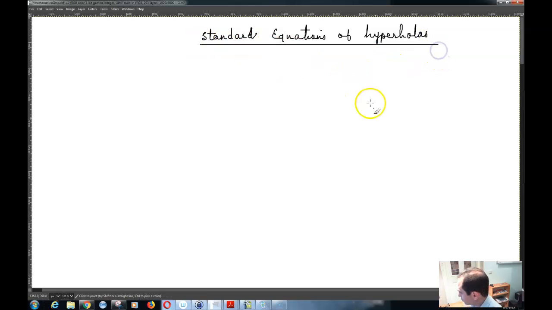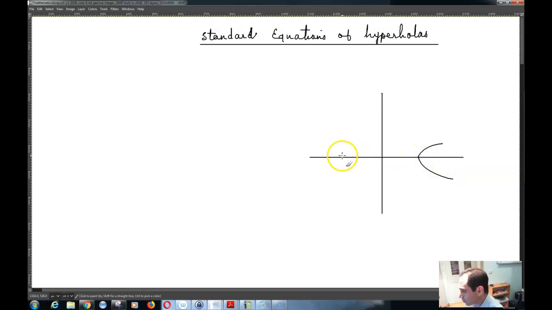and you know that these equations are only two cases of hyperbolas, where in one case we had the transverse axis along the x-axis, and the center of the hyperbola was the origin of the coordinate system, in which case we got x squared by a squared minus y squared by b squared is equal to 1.